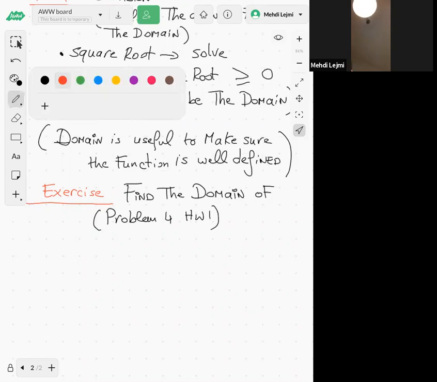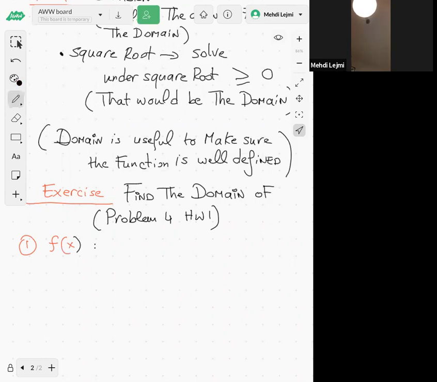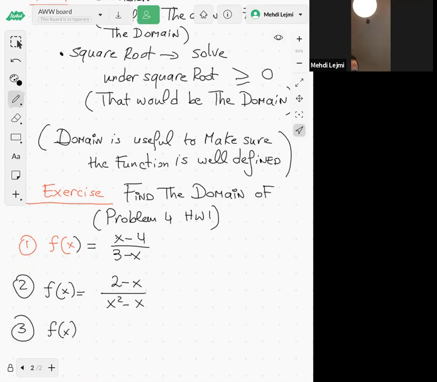All right, so here's a couple of functions. First function, f of x equals x minus 4 over 3 minus x. Number 2, f of x equals 2 minus x over x squared minus x. Number 3, f of x equals square root of 4 minus x, plus 1.